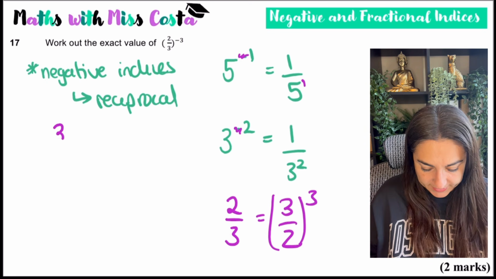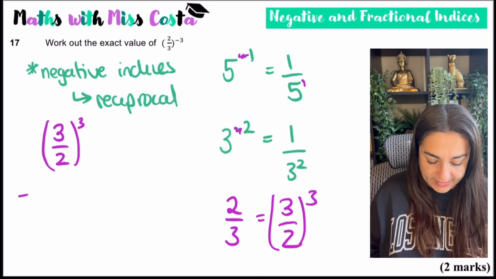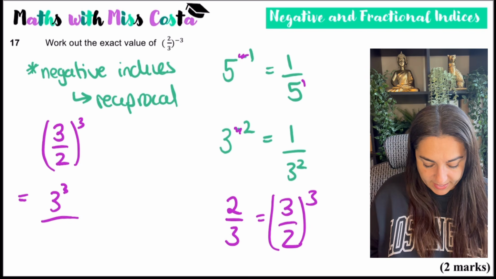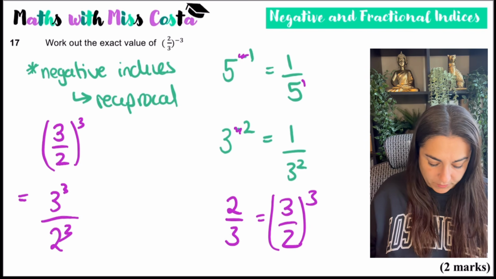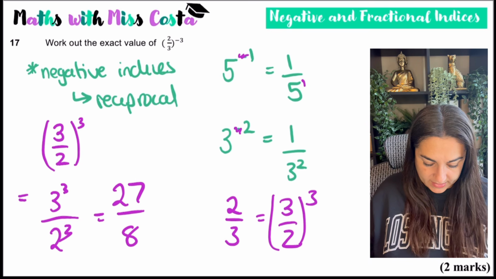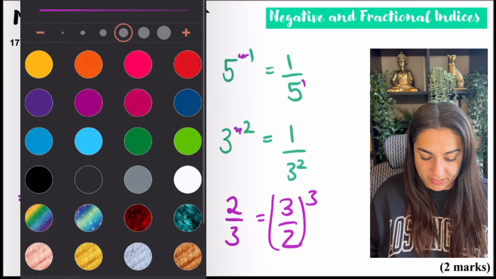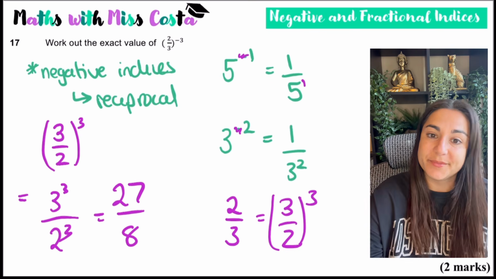So let's do that. So that would be 3 over 2 to the power of 3, which means each individual part, the numerator and the denominator, are being cubed. 3 cubed is 27 and 2 cubed is 8. And that would be the exact value. It doesn't say simplify your fraction, so we could just leave it as that.